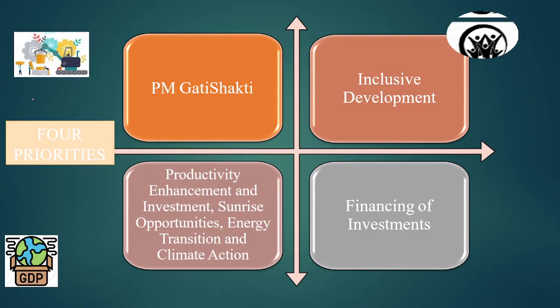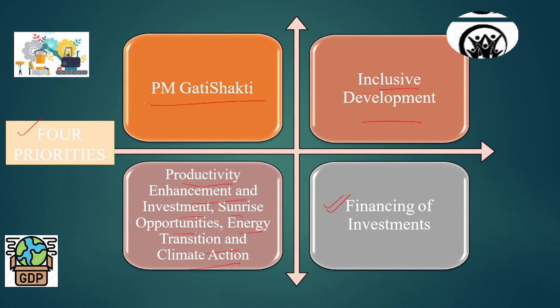And what are the 4 priorities that I have discussed just now? This is your PM Gati Shakti, inclusive development, productivity enhancement and investment, sunrise opportunities, energy transition and climate action, and the last one is your financing of investment. These are the 4 priority sectors of this year's budget that you have to know.